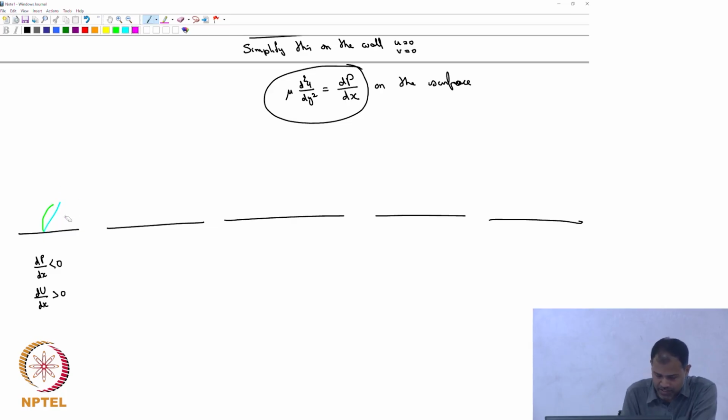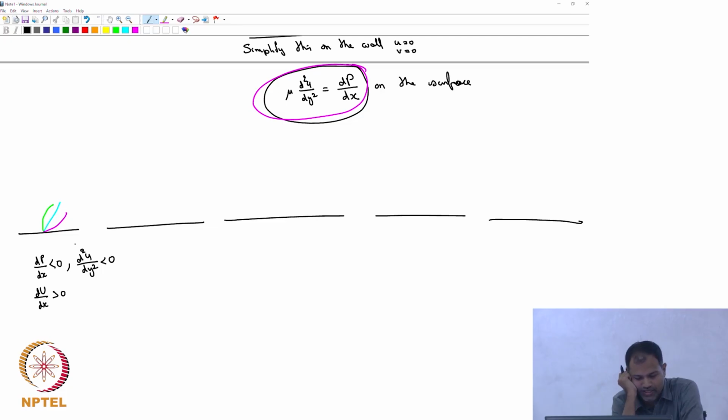Remember, this expression that we have written down is valid only at the wall. So I can only tell how it should be at the wall. But by looking at this, where I have dp by dx less than 0, that means d square u by dy square less than 0. Whether this green or blue or this magenta will satisfy d square u by dy square less than 0. Green can't, blue can't, because blue means it's a straight line, so the second derivative should go to 0. So blue is ruled out. Now green or magenta.